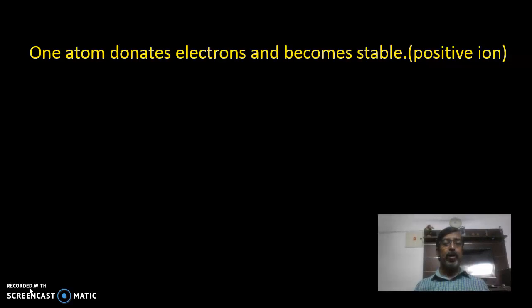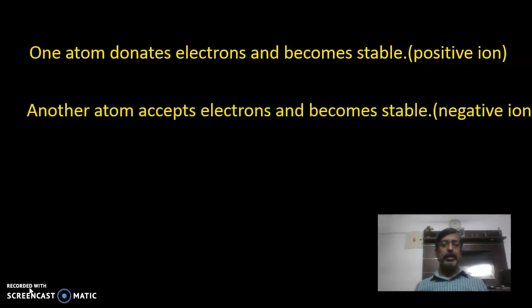In the case of ionic bond, we have two atoms. One atom donates an electron and becomes stable. That is, if we take the case of sodium, the atomic number of sodium is 11. If it donates one electron, then it becomes Na+, and Na+ is a positive ion and has an octet of electrons, and so it becomes stable. This donated electron is accepted by another atom, and this also becomes stable.